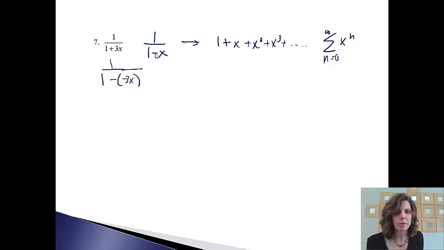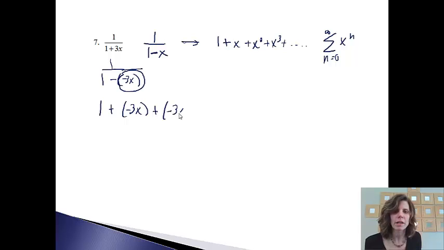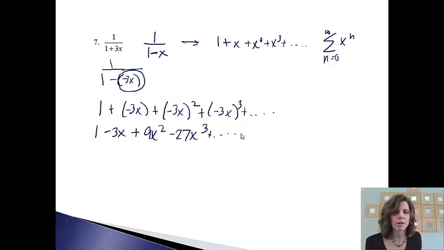Because there has to be a minus sign in here, what would be in parentheses is the negative 3x. So wherever we see an x, we are going to put negative 3x. We're going to have 1 plus negative 3x plus negative 3x squared plus negative 3x cubed plus dot dot dot. If we work this out, we get 1 minus 3x plus, negative 3x squared is 9x squared, and then negative 3x to the third is minus 27x to the third, plus dot dot dot. That would be the Taylor polynomial for that.